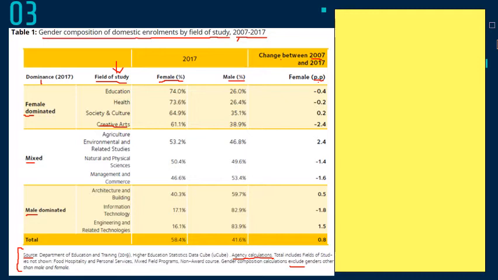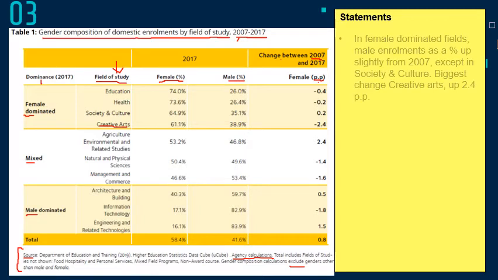If you wanted to generalize the data or make a statement or a conclusion about it, you really need to look for the things that you think are the most interesting or the most important. So statements. Now, these are what I've come up with. You might come up with something different. You won't have one to look at like this today. This is just an example. I've split it up into female dominated, mixed, and male dominated because the table split up that way. So in female dominated fields, male enrollments as a percentage were up slightly from 2007.